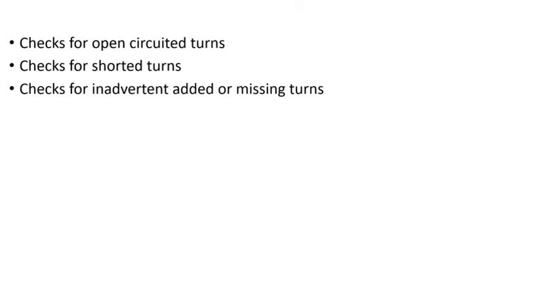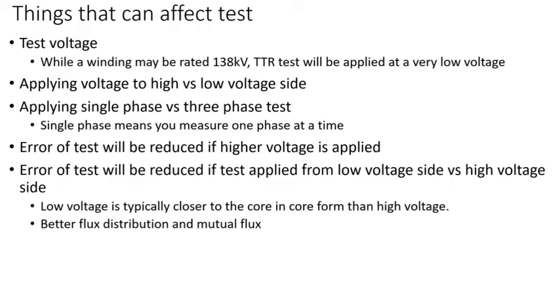If the number of turns are not correct, then you're going to affect the voltage, the ratio. So this test, TTR or transformer turns ratio, checks for open circuited turns, checks for shorted turns, checks for inadvertently added or missing turns, because sometimes mistakes happen. One turn, two, could mistakenly be added, due to whatever reason. But this test will check for that, at least hopefully.